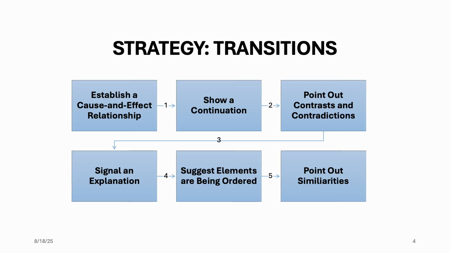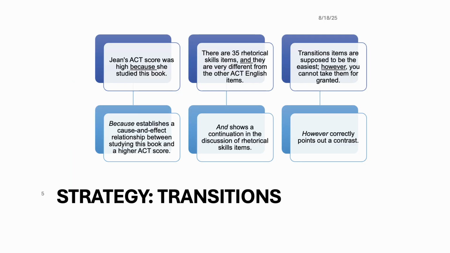Strategy transitions. Establish a cause and effect relationship. Show a continuation, point out contrasts and contradictions, signal an explanation, suggest elements are being ordered, and point out similarities. Jean's ACT score was high because she studied the book. Because establishes a cause and effect relationship between studying this book and a higher ACT score.